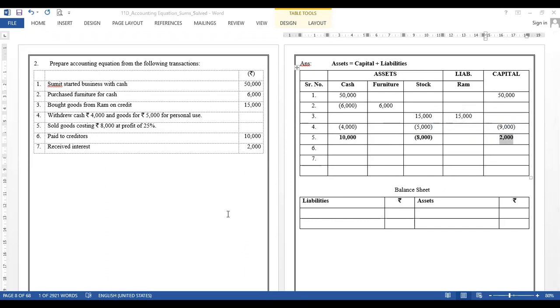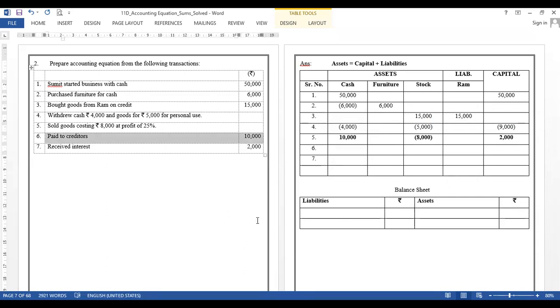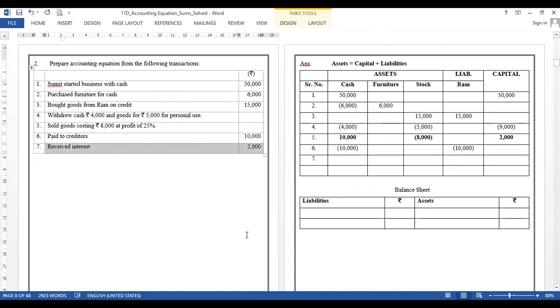Okay, next, paid to creditors. सर कैश में से माइनस होगा 10,000 और क्रेडिटर में से भी मतलब जो राम अकाउंट है उसमें से भी 10,000 माइनस हो जाएगा. Very good. We have paid to creditors. So मेरा जो liability है towards my creditor Ram, that will decrease.